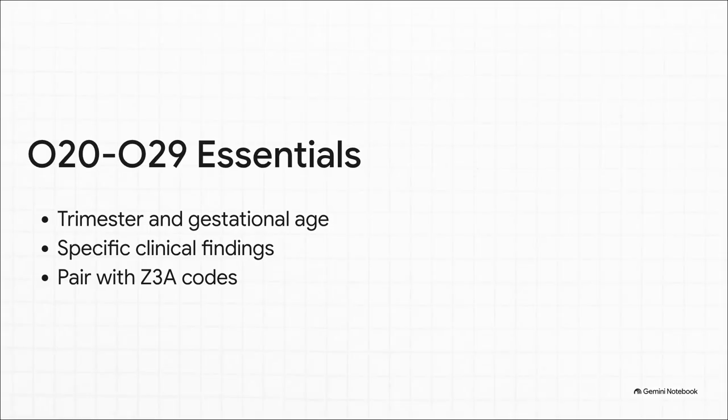Now, if there is one recurring motif you absolutely must remember for this entire block, it's strict documentation validation. You have to firmly validate documentation for the trimester and gestational age. Whenever you use a code from the O20 to O29 series, you have a mandatory requirement to pair it with a Z3A code. That's what indicates the specific weeks of gestation. Without that Z3A code, your claim is incomplete and, honestly, non-compliant.